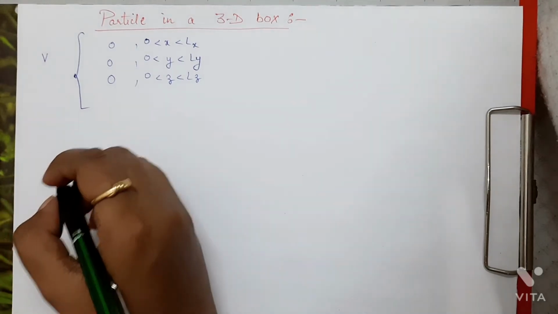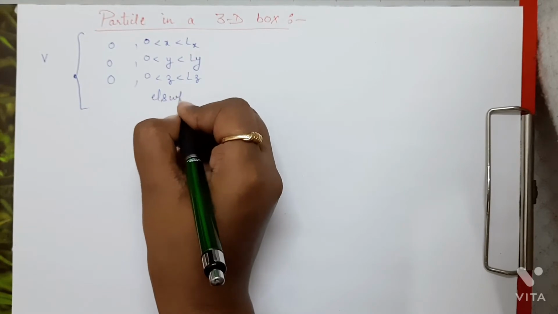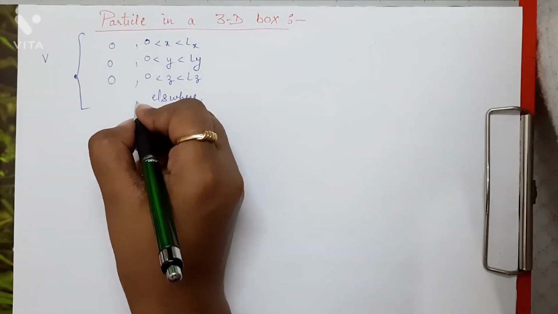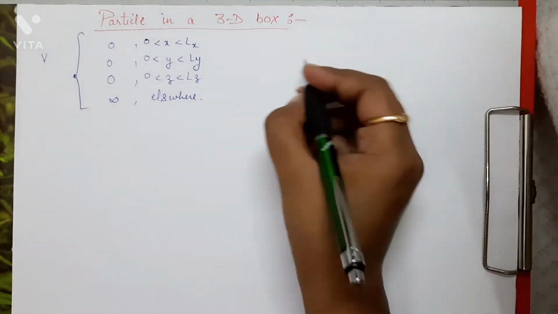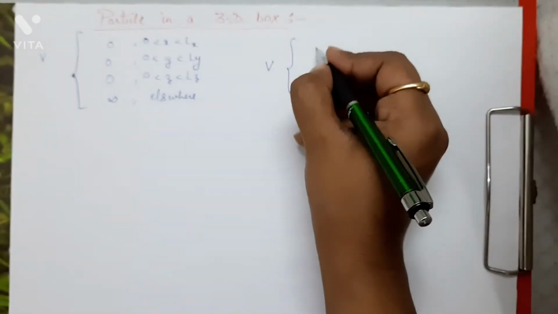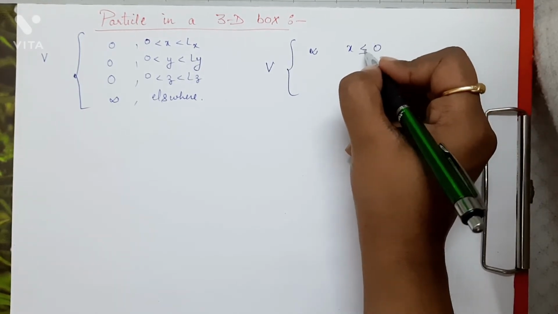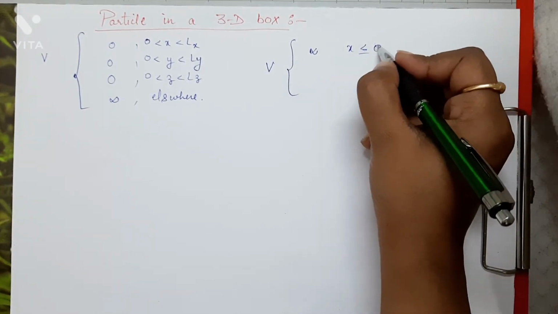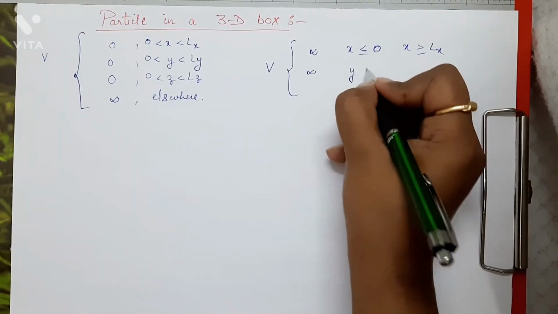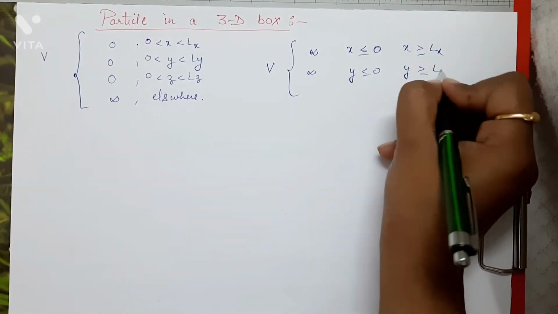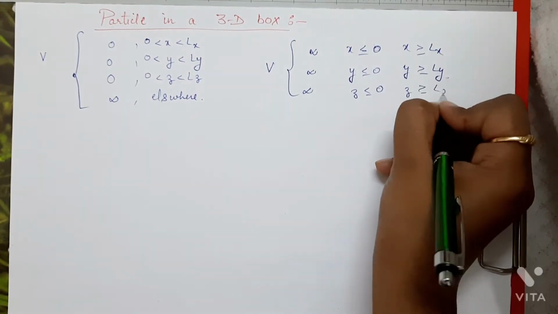If we have a particle from 0 to lx length along the x-axis, 0 to ly length along the y-axis and 0 to lz length along the z-axis, in all three cases the particle is inside the box and the potential equals 0. So inside the box potential will be 0, and outside the box, elsewhere, potential is going to be infinity. Or in proper form, the potential is going to be infinity if the particle is before length 0 and after length lx. Similarly for y also, and similarly for z also.